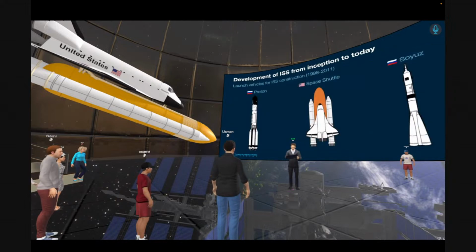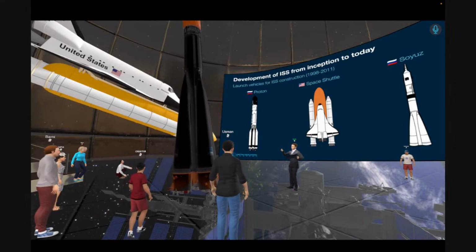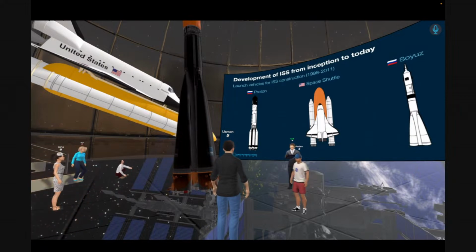And here is a slide showing again the launch vehicles that were used in the construction of the space station. So on the left, we have the Proton rocket, the big white one in the lecture hall. And in the middle, we have the space shuttle, the black and white one that was reusable up until 2011. And here we have the Soyuz, which brought some pieces also to the space station. And these great machines built this orbiting laboratory that we have today.